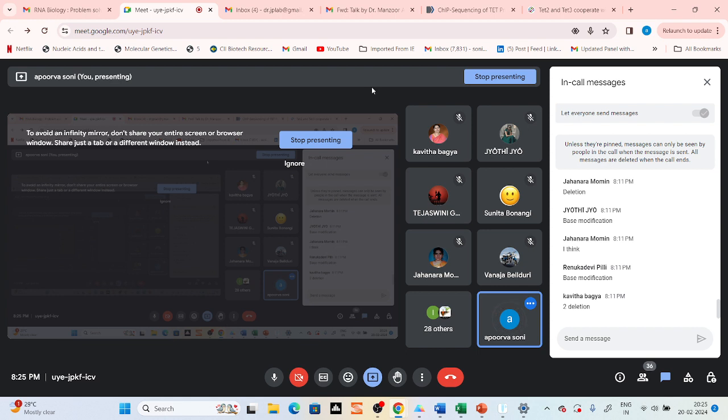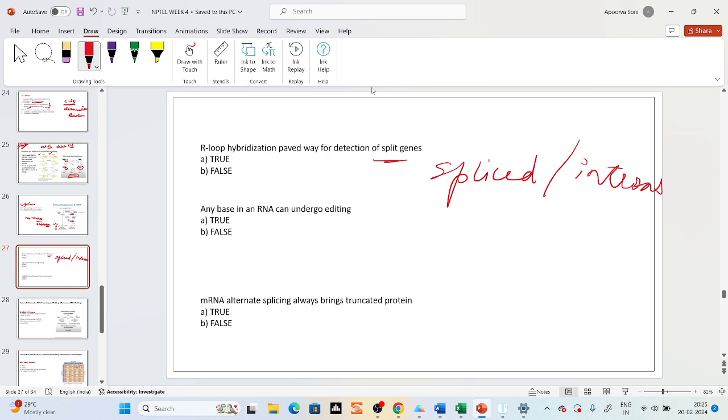Tell me. Kavita is saying true. Jahanara is saying true. Any other responses? Okay. Vanja, Swarna, Kinnara, Tejaswini, Satya. So you all are true. Yes, the answer is true. So R loop hybridization helps in the detection of split genes.